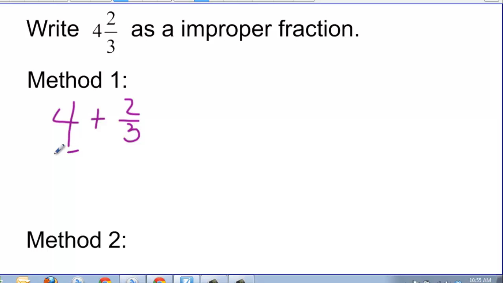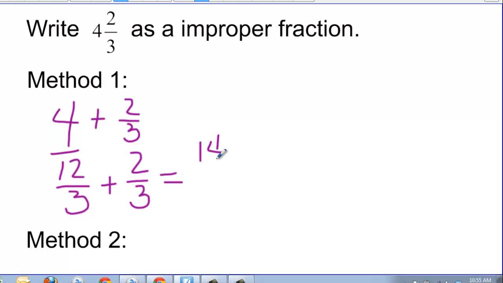So I need to figure out how many thirds there are in 4 wholes, and then I can add those 2 together and say, well, how many thirds do I have in all? So remember, each whole, if I'm dividing up into thirds, is divided up into 3 pieces. So each one of these 4 wholes would be divided up into 3 pieces, so that would give me 12 thirds plus 2 more thirds. So that would give me a total of 14 thirds.